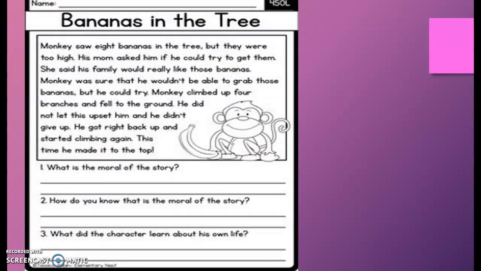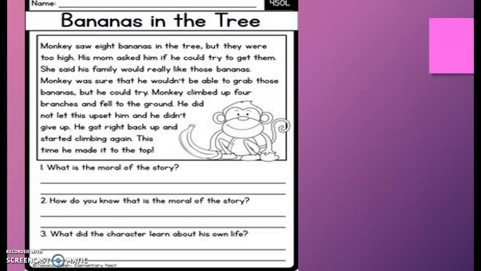Here's a story that I want to read to you and see if we can find out the moral of the story. Bananas in the Tree. Monkey saw eight bananas in the tree, but they were too high. His mom asked him if he could try to get them. She said his family would really like those bananas. Monkey was sure that he wouldn't be able to grab those bananas, but he could try.